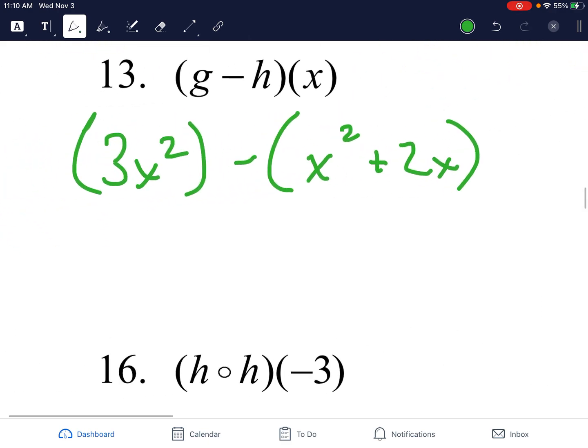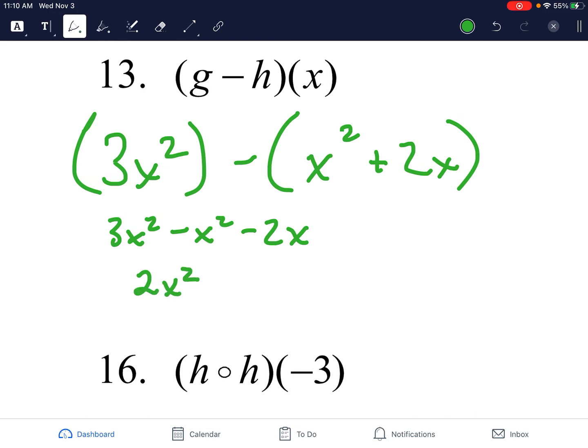So now we're distributing that negative times both terms in that second parentheses. So we have 3x squared minus x squared minus 2x. Then we have to combine the like terms. Those first two things are like terms. So 3 minus 1 is 2x squared minus 2x. And that is our answer.